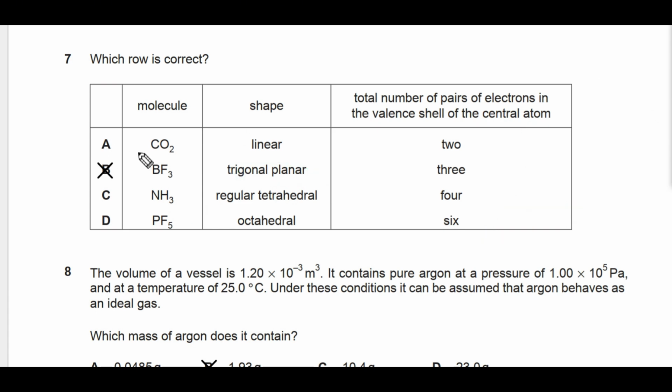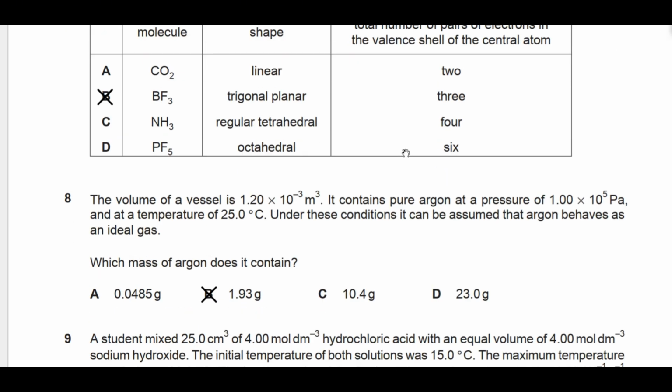And why is A wrong? Carbon dioxide is linear, but it has carbon oxygen double bonds. Another option has 4 pairs of electrons, 1, 2, 3, 4, so it is not regular tetrahedral, this is pyramidal, so this is wrong. And phosphorus pentafluoride will be trigonal bipyramidal, not octahedral, so this is wrong.